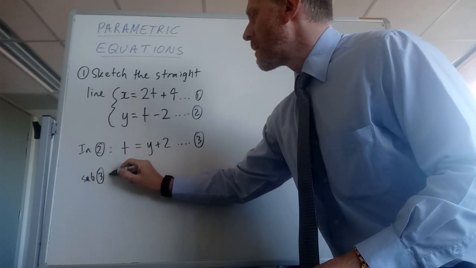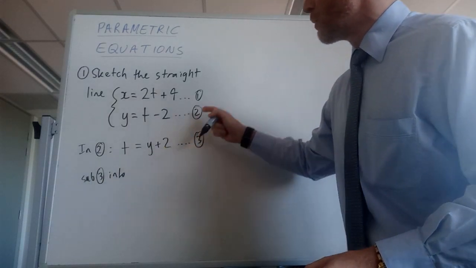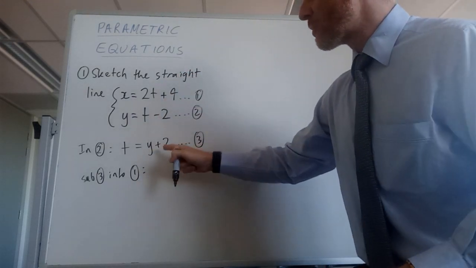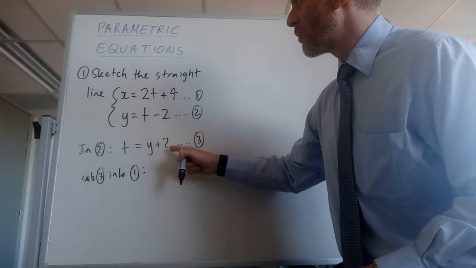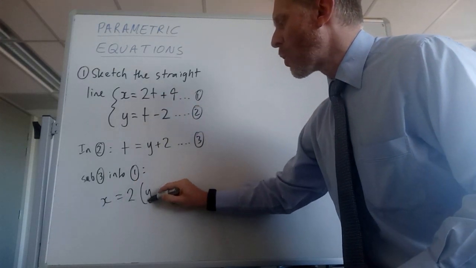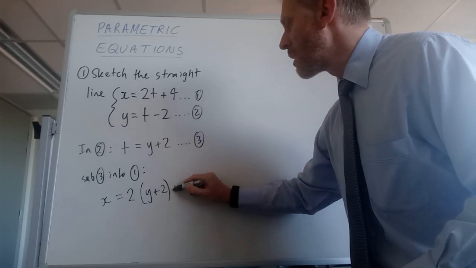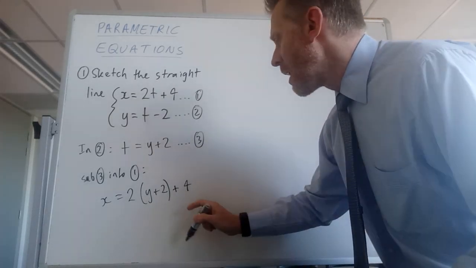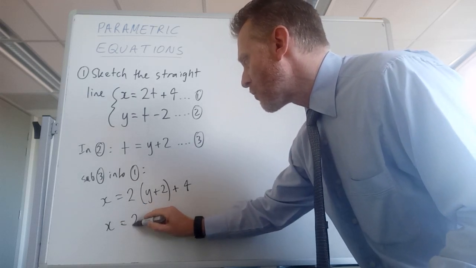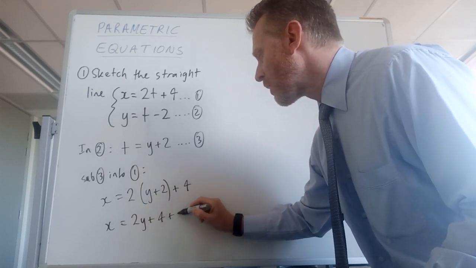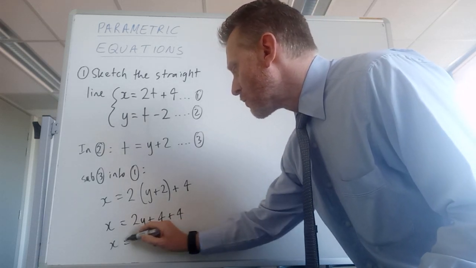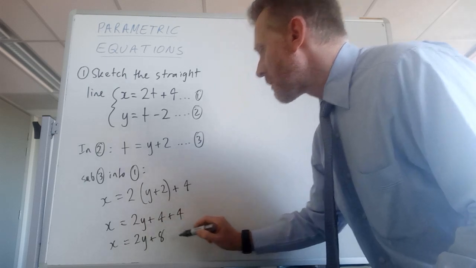Now that I've used 2 and 3, let's substitute it back into 1. And I substitute y plus 2 where t was. So it becomes x equals 2 times y plus 2 plus 4. And let's continue on. So that's x equals 2y plus 4. And so we've got x equals 2y plus 8.